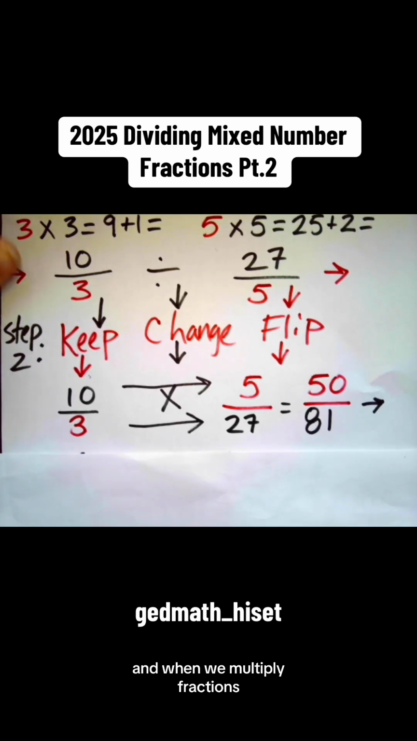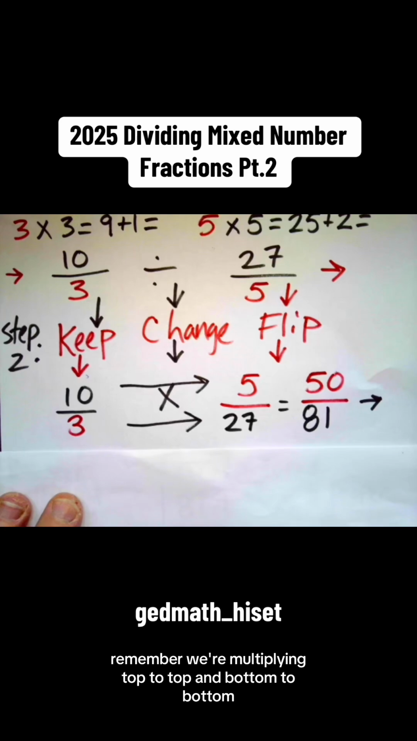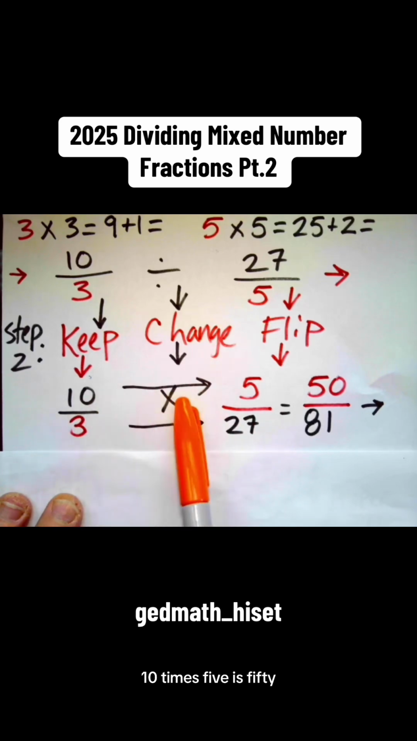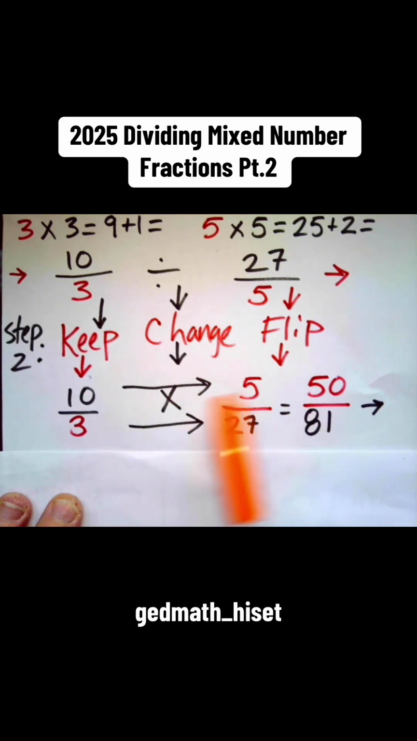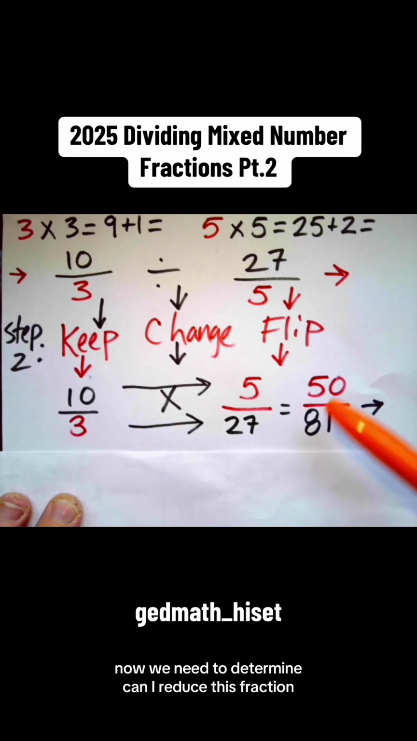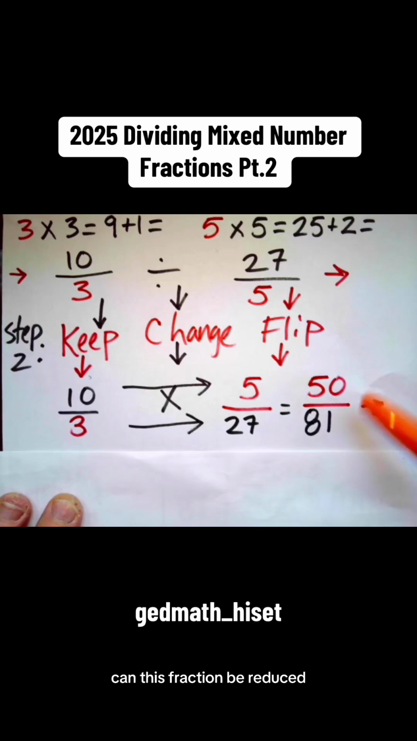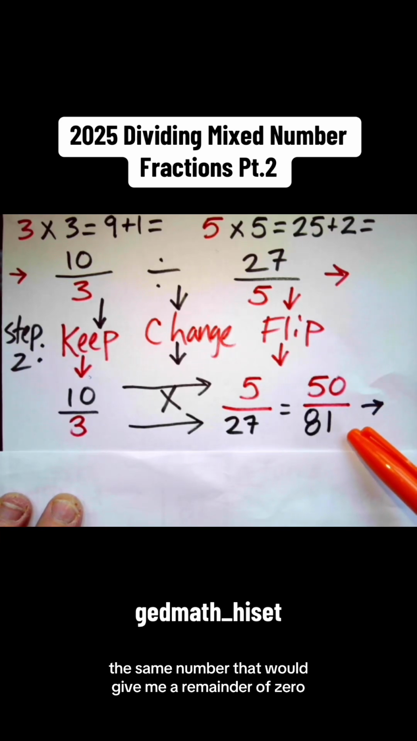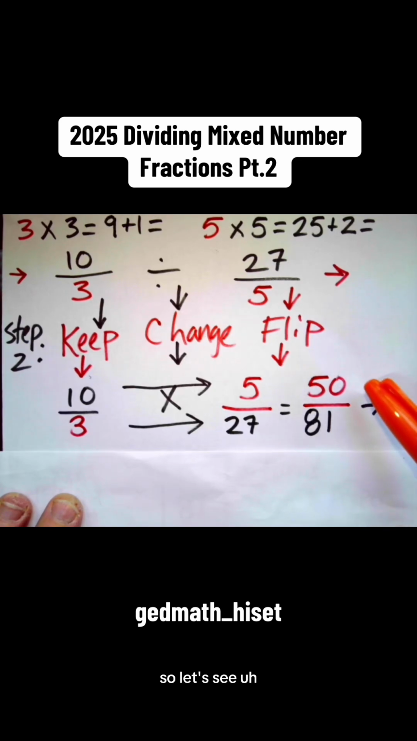And when we multiply fractions, remember, we're multiplying top to top and bottom to bottom. 10 times 5 is 50. 3 times 27 is 81. Now we need to determine, can this fraction be reduced? Is there a number I can divide into top and bottom evenly, the same number, that would give me a remainder of 0? So let's see.